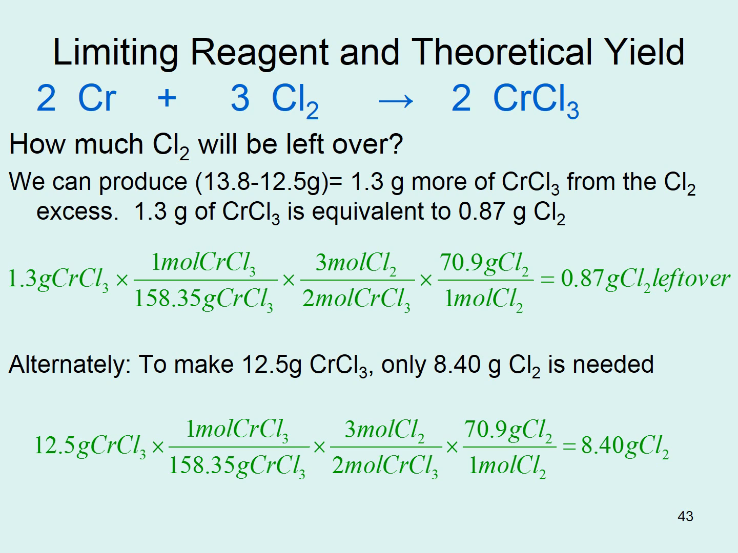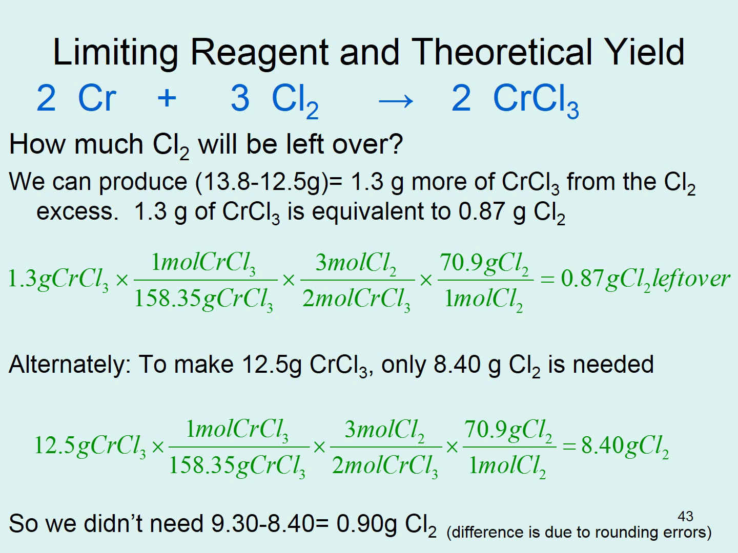Well, how much was I given? I was given 9.3, so if I subtract the 8.4 that I need to make it all, I'll still have 0.90 grams left. That's a little bit of rounding error difference, and so it's pretty close. So it's the same idea. Whichever method you like the best, either figure out how much excess product you can make and then convert that back to the reactant, or figure out how much of the excess reactant you need to use up and find out how much of it is left.